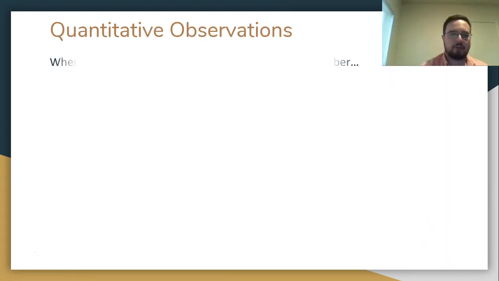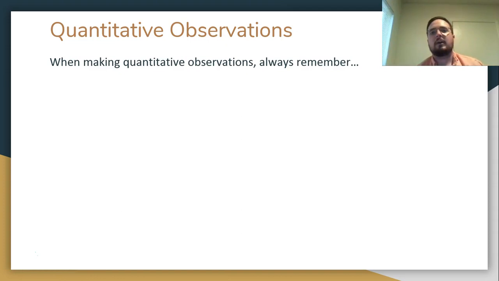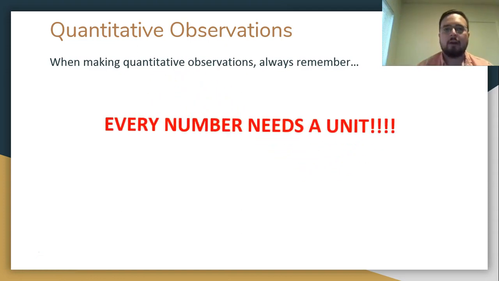So quantitative observations. When you're making quantitative observations, you always need to remember every number needs a unit. I'm going to say this right now, which I'm pretty sure I've probably said in class already. Unless for some reason that number does not need a unit in your calculations, if you don't have a unit on your number answer, it's wrong, or at least partially wrong. So you need to start getting in the habit of assigning units to numbers every single time.